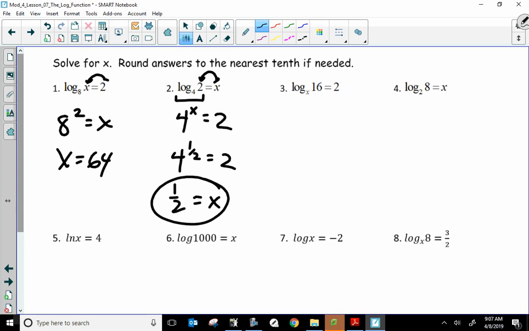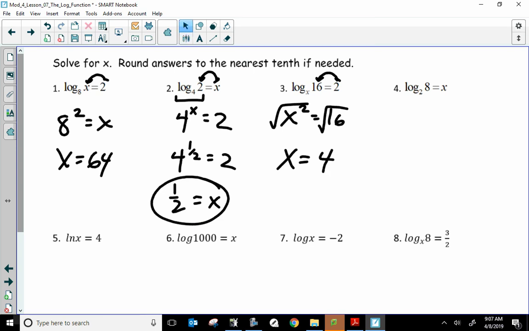The next one. Well, I got x. I'm going to switch these two. x squared equals 16. In order to solve that, I take the square root, and x would equal 4. Point to note.